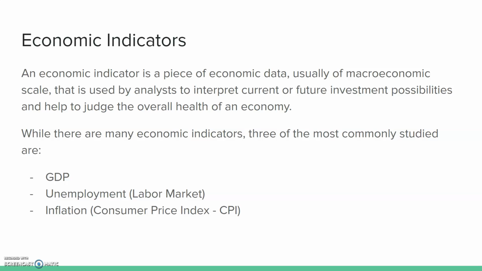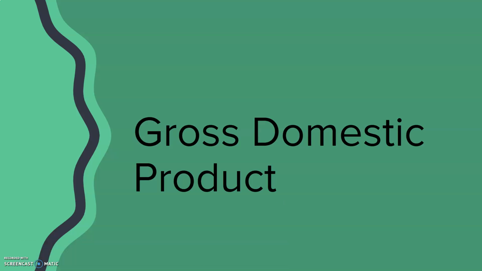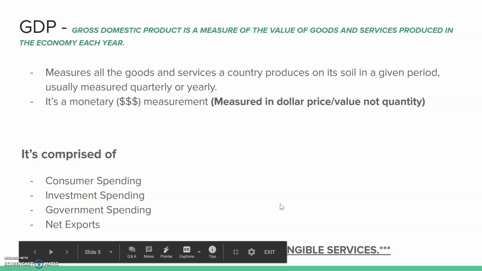So there are several different economic indicators that can be used, but three of the most commonly used by a majority of countries are things like GDP, or gross domestic product, unemployment, taking a look at the labor market, and inflation, which takes a look at the consumer price index, basically just taking a look at how prices change over time. We're going to start by talking about gross domestic product, and then in the second part of this video we're going to take a look at how that gross domestic product helps us understand the business cycle.